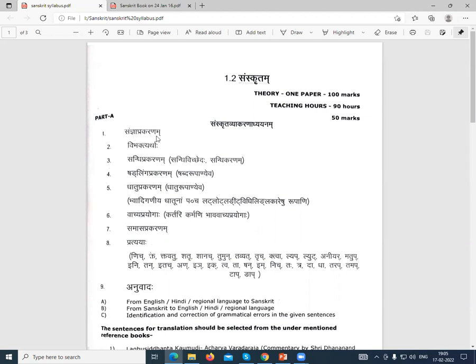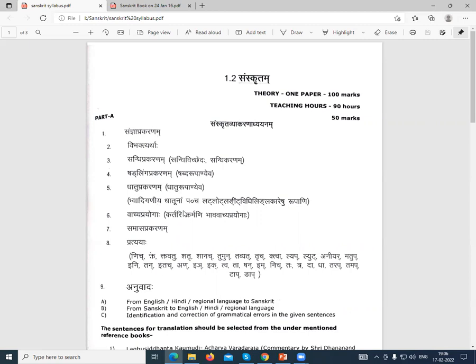Sanjna Prakarana, Vibhakti Arthaha, Sandhi Prakaranam, that is Sandhi Vichhedaha and Sandhi Karanam. Then there is Shadalinga Prakaranam. Then there is Dhatu Prakaranam. Then Vachya Prayogaha, for example, Kartari, Karmani, etc. Samasa Prakaranam, this is more important. And then the Pratyaya, these are also very important. We are going to make different videos on the different topics.